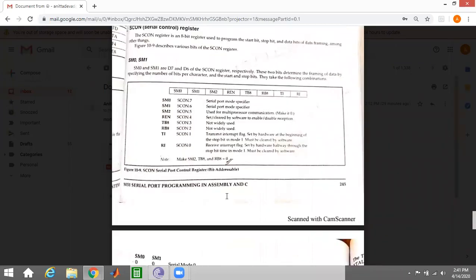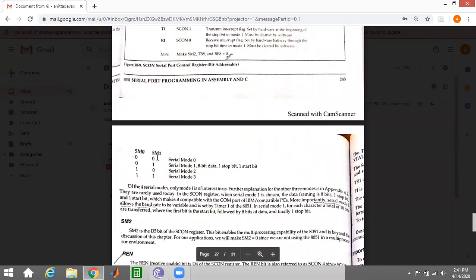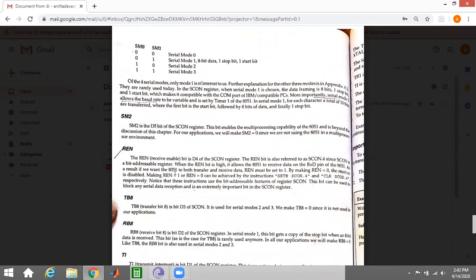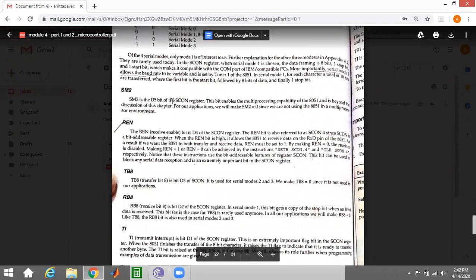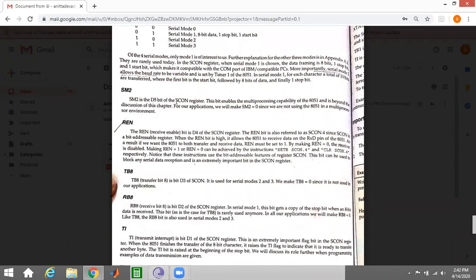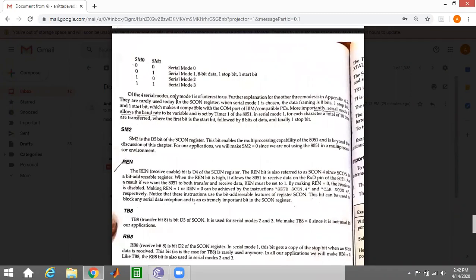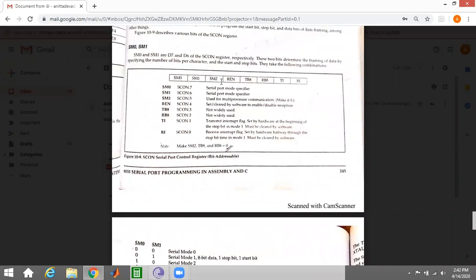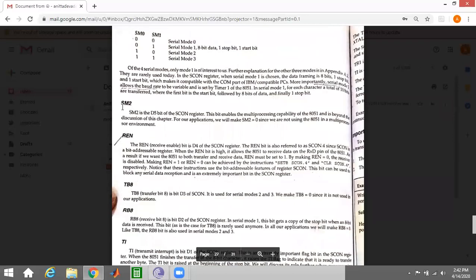Now we'll move to the next. So this is the mode. As I said, 00, 01, 10, 11 are the 4 modes of operation. Then SM2 is the D5 bit. This is nothing but the explanation of this table. I have explained you this table, the same table. What is SM2, what is REN, and REN should be 1 for what? Everything I have explained to you.